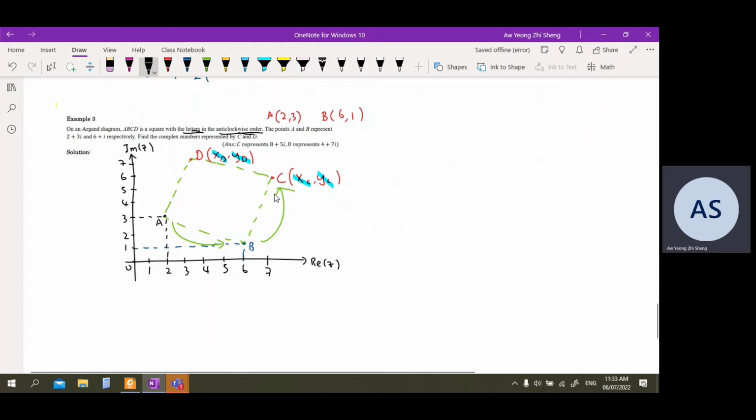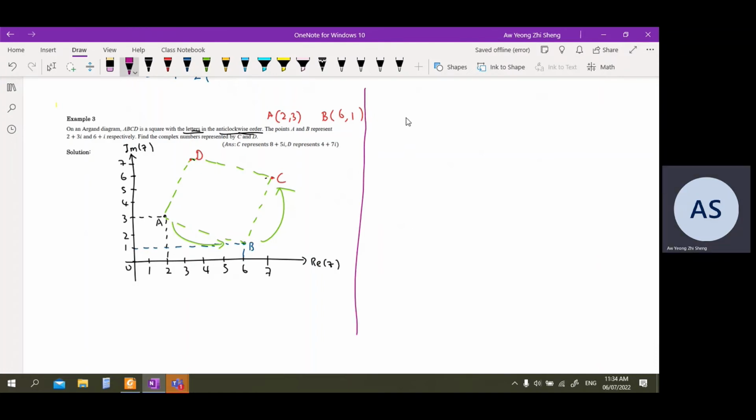Some people may be thinking about using the center of this square, knowing that BD and AC share a common midpoint here. Yes, you can also use that to form some equations. But still, solving for 4 unknowns, XC, YC, XD, YD, is quite a pain to do. Right? So let's try to use the vector approach here. You will find the vector approach to be much easier in terms of the computations involved. Okay, so now I will just write my working at the right of your screen.